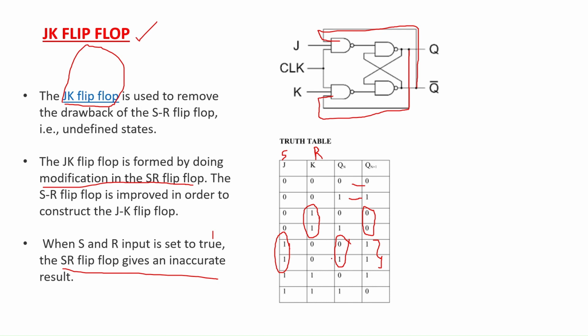When both the values of J and K are equal to 1, this is the case that causes an inaccurate result in the SR flip-flop. But in the case of the JK flip-flop, when both J and K are equal to 1, the output will be the inversion of the previous state. If the previous state is 0, then the present state will be 1. If the previous state is 1, the present state will be 0. This is the JK flip-flop.